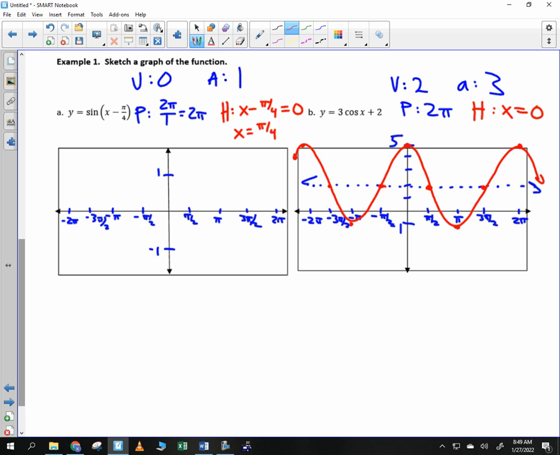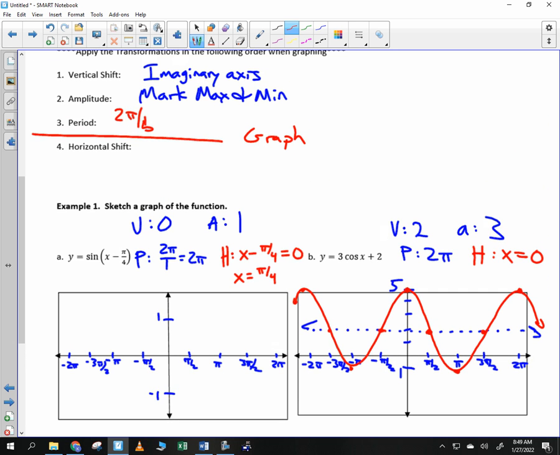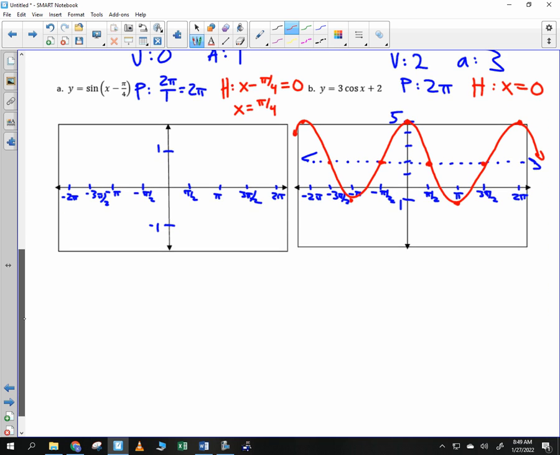I'm not going to show the horizontal shift yet. Before I do that, I'm going to make what we call a ghost graph. Every time there's a horizontal shift, I try to do a ghost graph ahead of time. I used to try to teach this without doing that, and students get really confused. I'll show you how to do it.